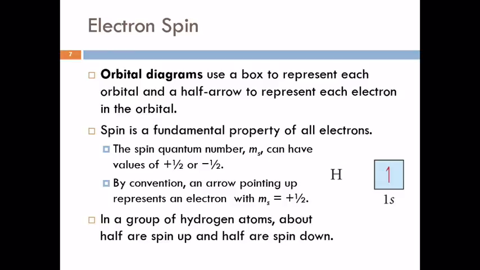If we look at a group of hydrogen atoms, though, where each atom has one electron in it, we see that the spin is actually fairly evenly distributed. About half of them will be plus spin and half minus spin.